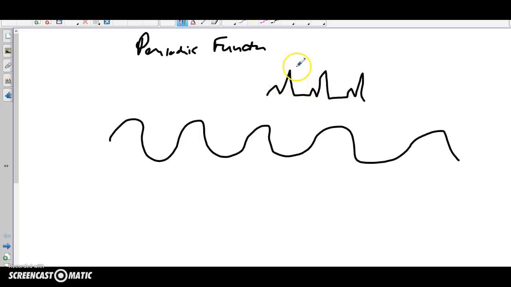This is called a cycle. So what happens is something repeats itself from start to finish. When it's done, we're done one cycle. Okay, so there's one cycle, two cycles, etc.